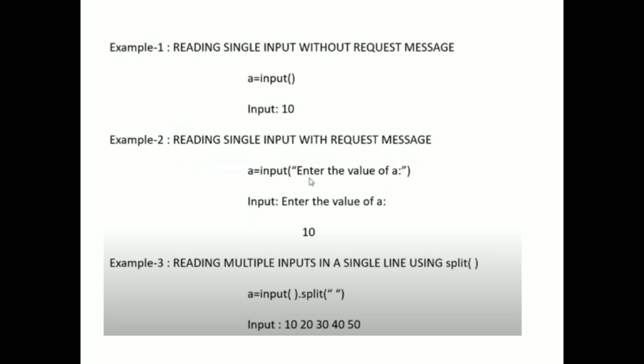Second is with a request message. A request message is a statement we pass inside the brackets. Here, a = input("Enter the value of a"), meaning we want to pass a value with the help of the keyboard. In the output it will display "Enter the value of a". If you enter 10 the output will be 10, but we have not used a print statement in this line.